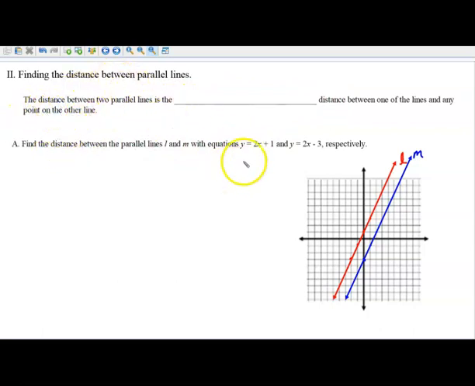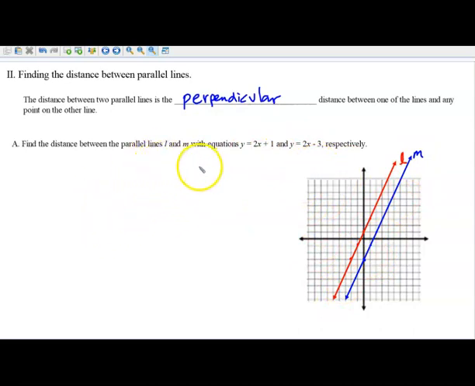When we find the distance between parallel lines, it is the perpendicular distance. So we're doing a lot of work with perpendicular lines, the perpendicular distance between one of the lines and any point on the other line. All right, and so what we're given here is the equations for line L and M. I went ahead and just showed you in picture graph form what we're doing. And again, graphing is not required.